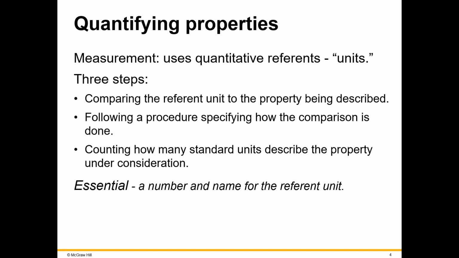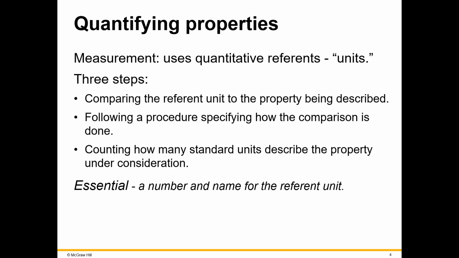Quantifying properties involves using measurement with basic units. For example, degrees or feet or meters. So when quantifying, we go through 3 steps. We compare the referent unit to the property being described. We follow a procedure specifying how the comparison is done, and then we count how many standard units describe the property under consideration. But essentially what we're doing is we're creating a quantified number with a certain referent unit.